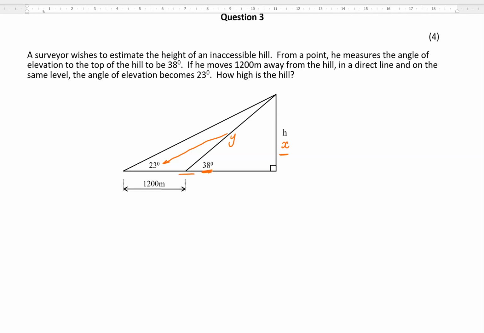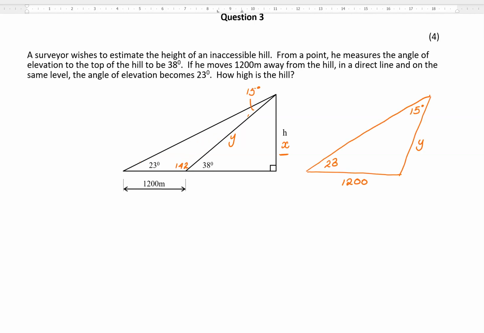So this is 180 degrees in the straight line, so you should be able to get that angle. And then you've got 180 degrees in this bigger triangle, which means you should be able to get that angle. So go ahead and try and do that. Stop the video and we'll see what happens from there.